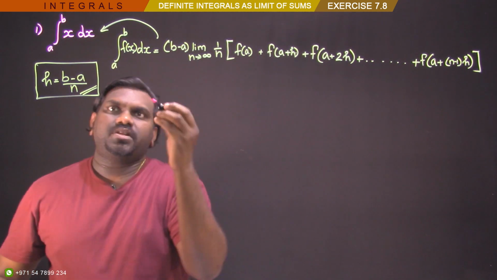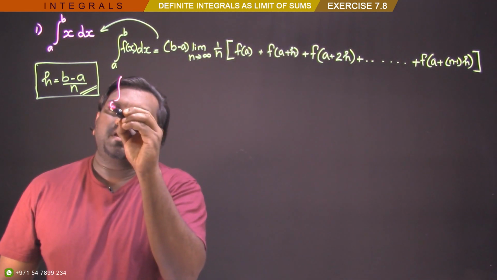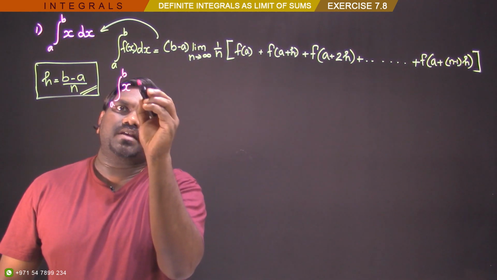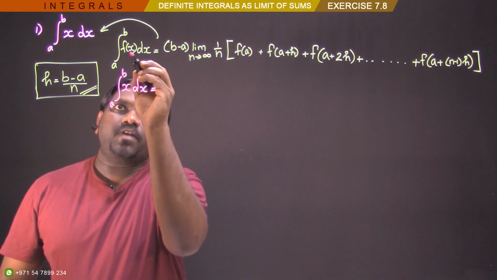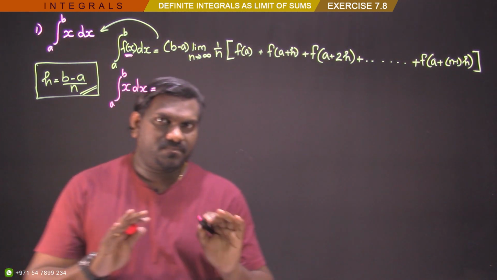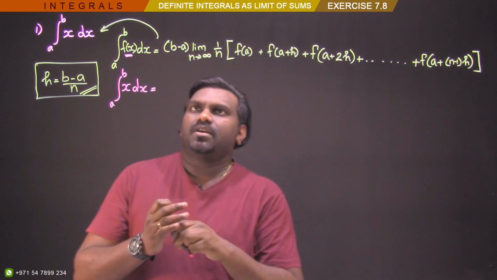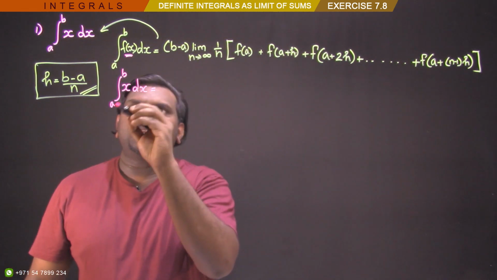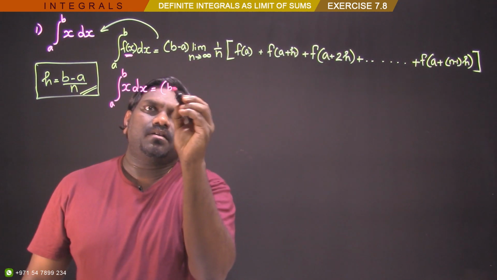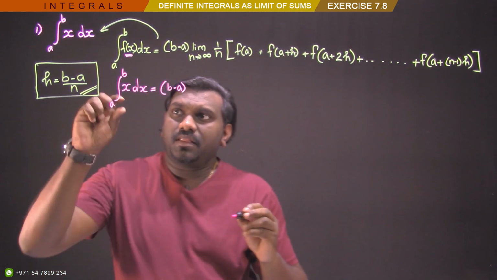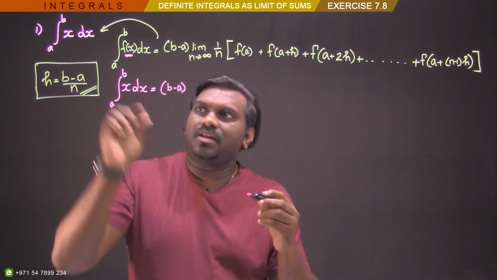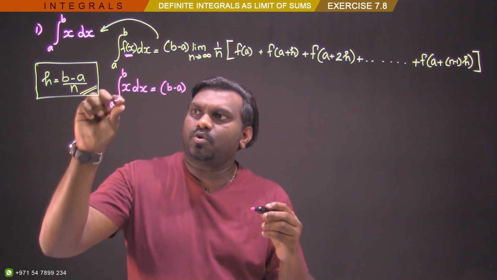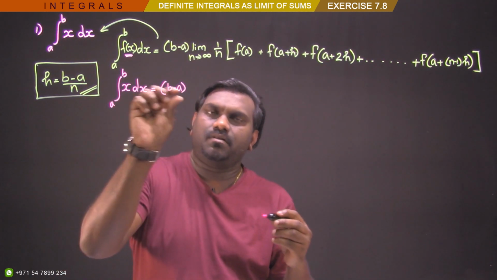Now on to the question here. What do you have here? Integral from a to b of x dx. So instead of f of x, it is x. Now this one is nothing but b minus a. If suppose the lower limit is a number, then you need to subtract from upper to lower. You need to write it over here.